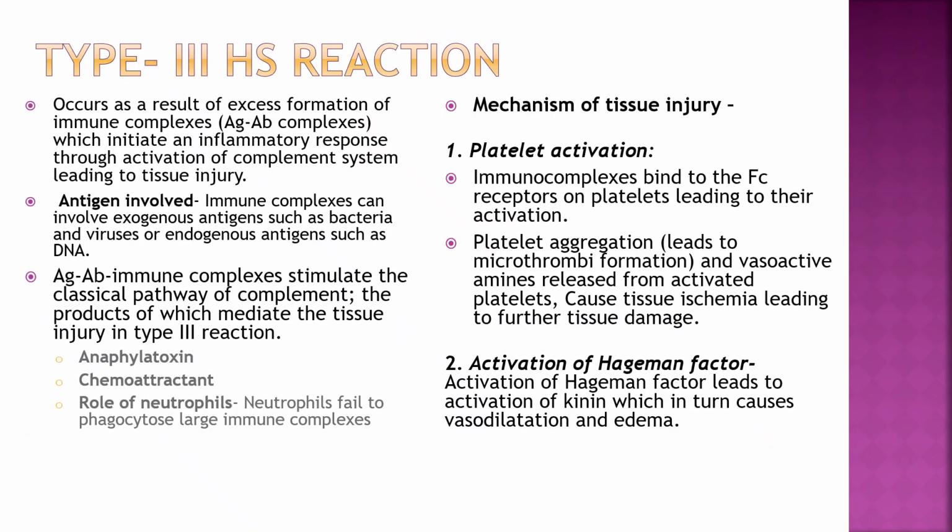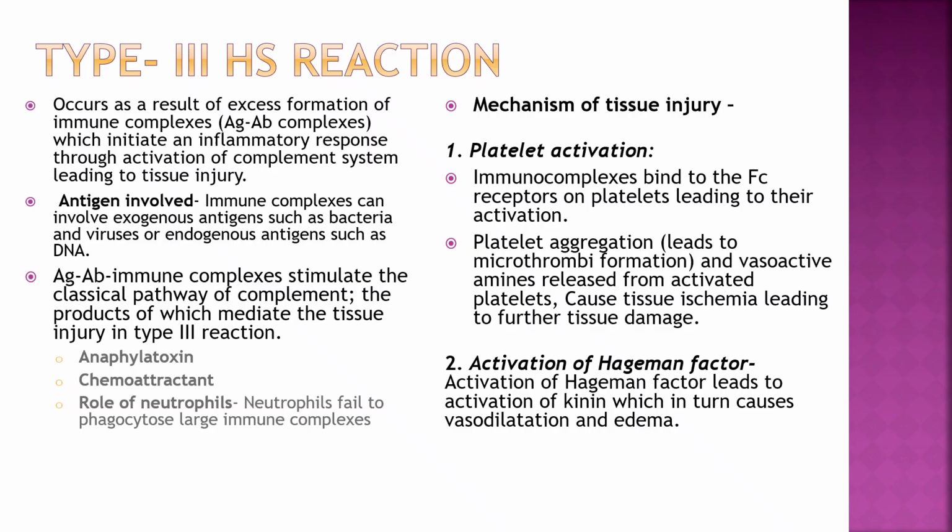Type 3 hypersensitivity reaction occurs as a result of excess formation of immune complexes, that is antigen-antibody complexes, which initiate an inflammatory response through activation of the complement system, leading to tissue injury. The immune complexes can involve exogenous antigens such as bacteria and viruses, and endogenous antigens such as DNA. Antigen-antibody immune complexes stimulate the classical pathway of complement, the products of which mediate the tissue injury in type 3 reaction: anaphylatoxin and chemoattractant. Role of neutrophils: neutrophils fail to phagocytose large immune complexes.